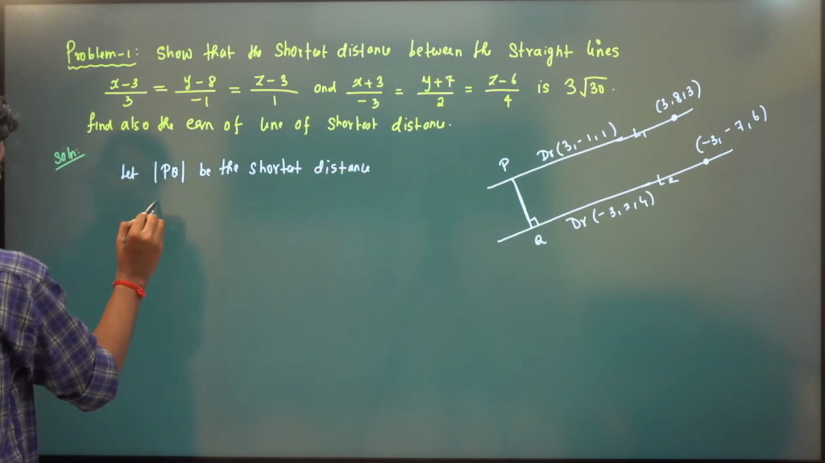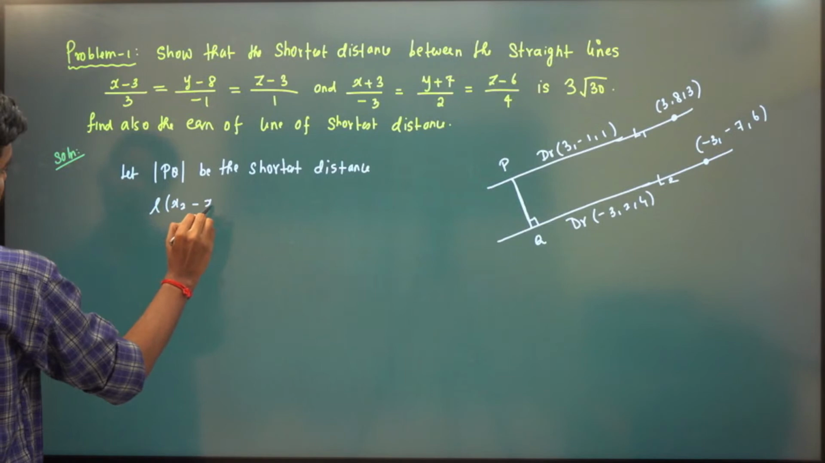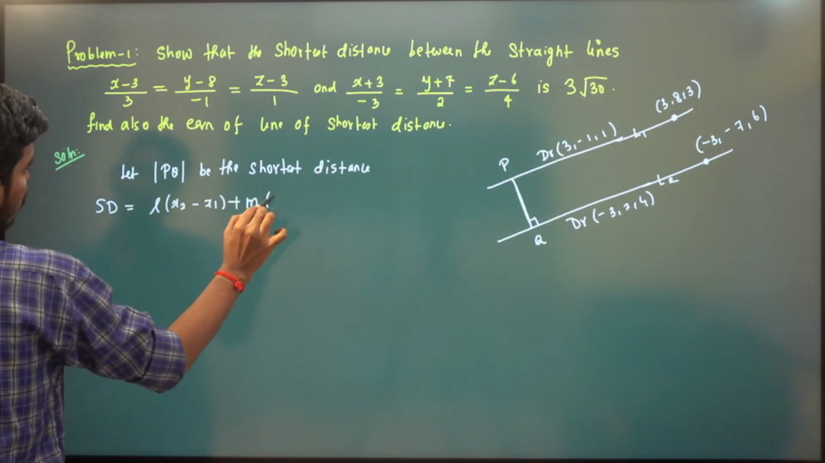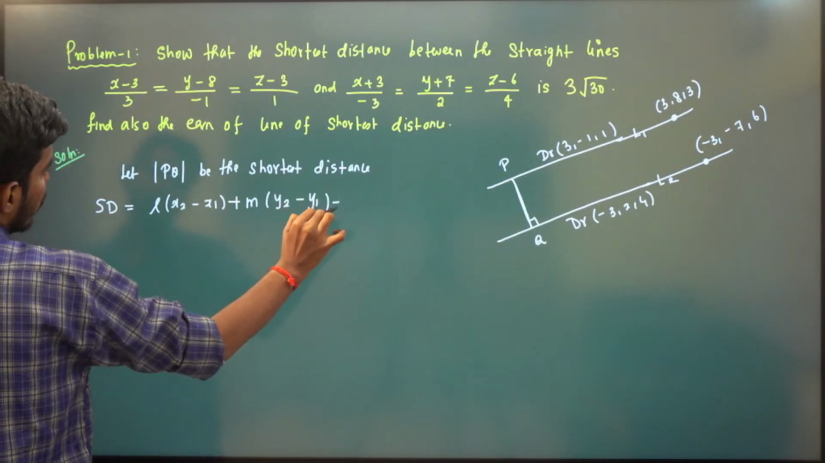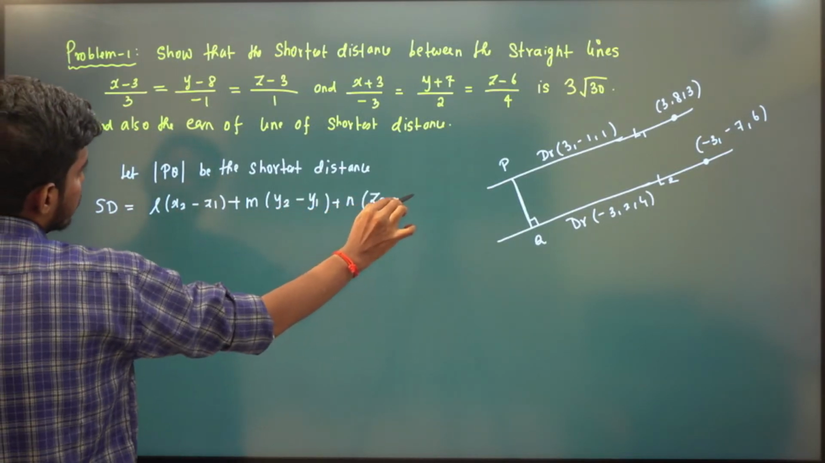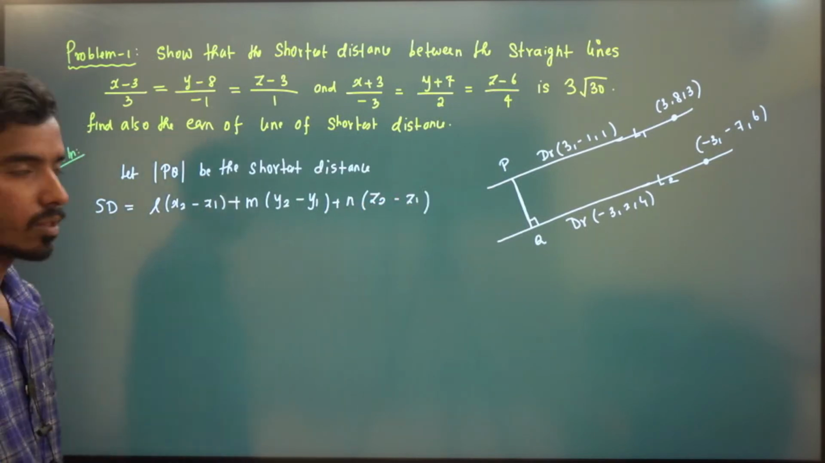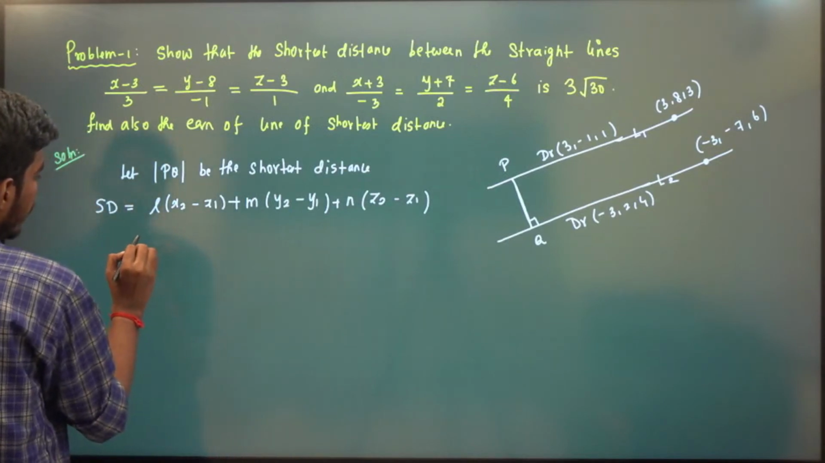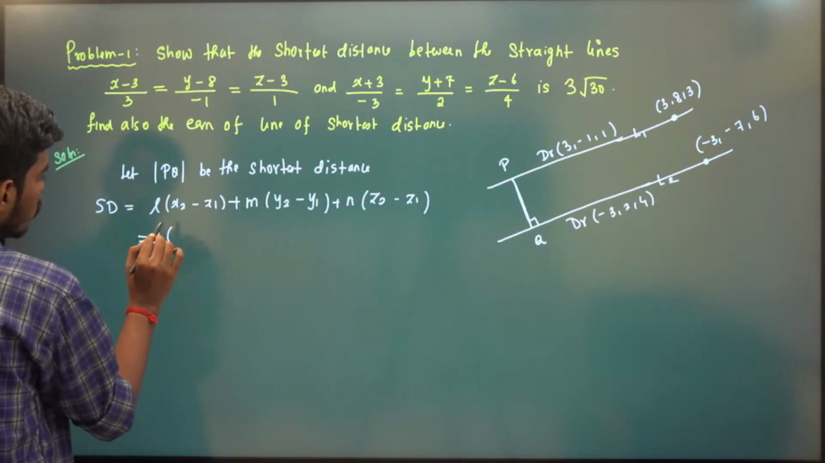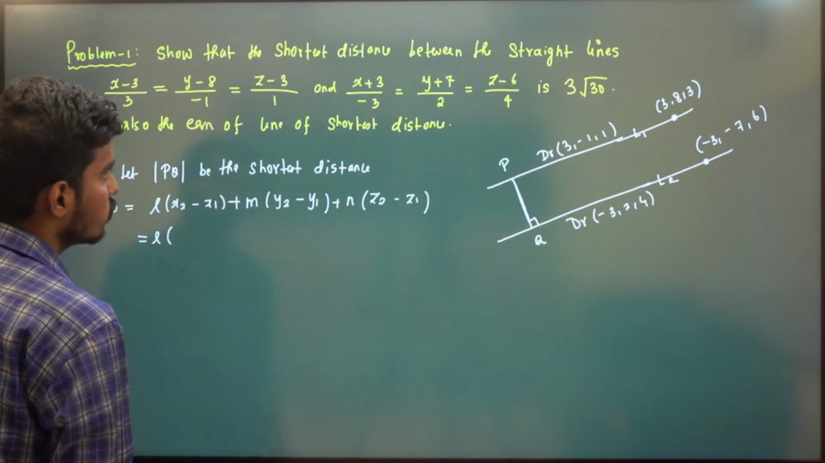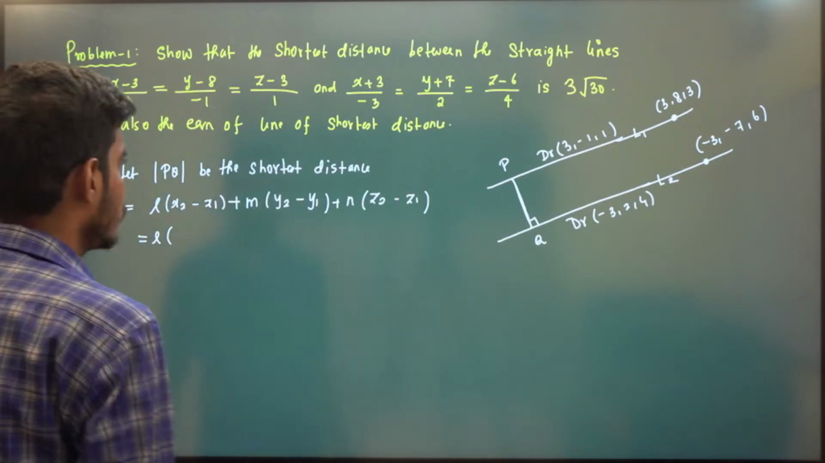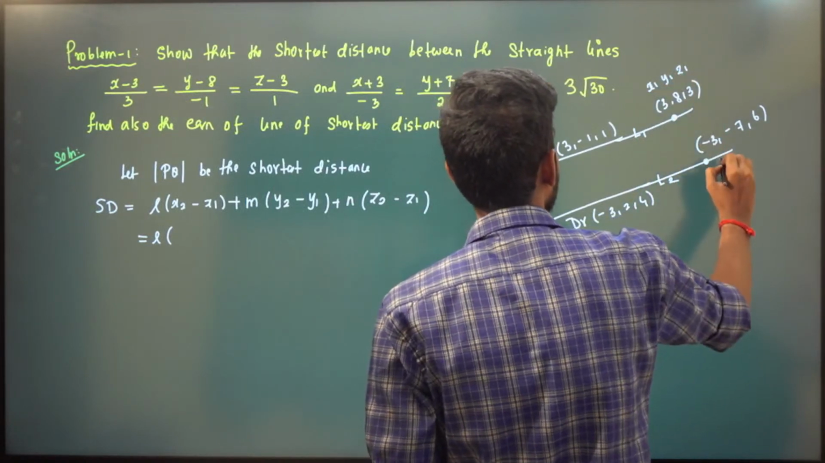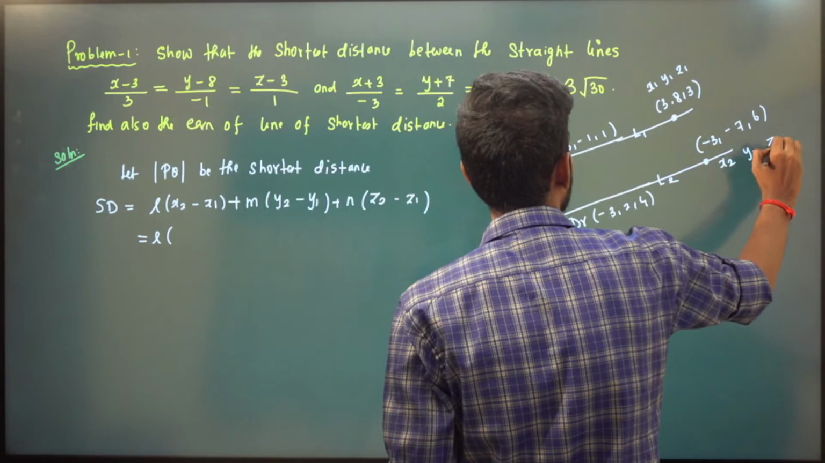What is the formula? The shortest distance is given by l(x2 minus x1) plus m(y2 minus y1) plus n(z2 minus z1), where l, m, n is the direction cosine of PQ. So before that, what are x1, y1, z1 and x2, y2, z2? We already know. This is our x1, y1, z1. This is our x2, y2, z2.